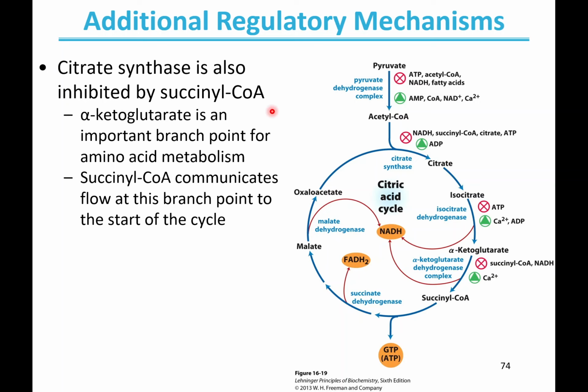Citrate synthase is also inhibited by succinyl-CoA. Succinyl-CoA, if you remember, is the product of the alpha-ketoglutarate dehydrogenase complex. Alpha-ketoglutarate is an important branch point for amino acid metabolism, as we sort of saw. So when you have a lot of succinyl-CoA present, that communicates back that we don't need to be going through this cycle, so we're going to turn off citrate synthase, because we don't necessarily need any more alpha-ketoglutarate.